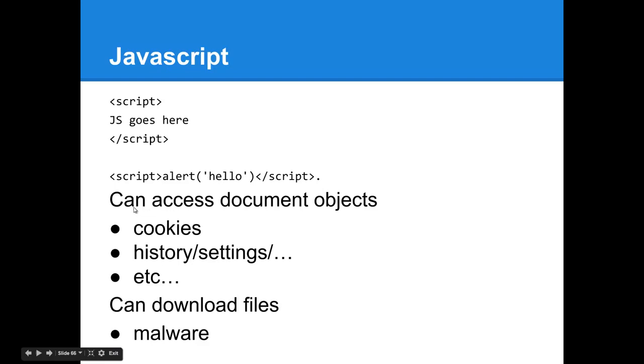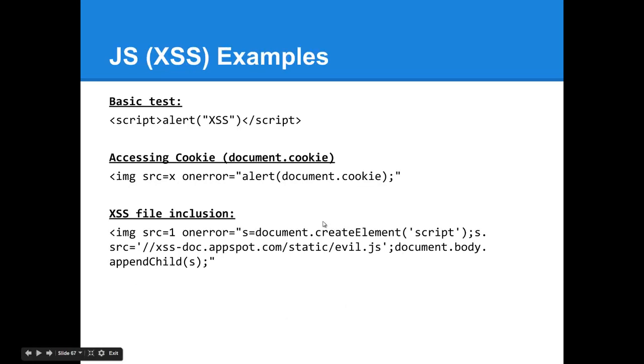And malicious JavaScript here can access the document's cookies, history, settings, etc. It can download files, it can redirect a user to a phishing website, it can deliver exploits, 0-days, N-days, etc. Here are some basic examples. Again, the script alert test is a very common one that's very harmless to attempt on web pages.